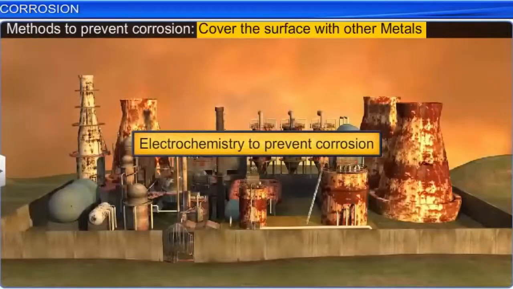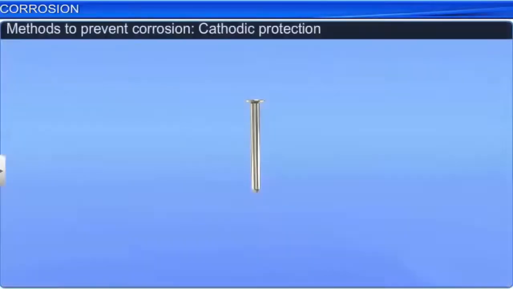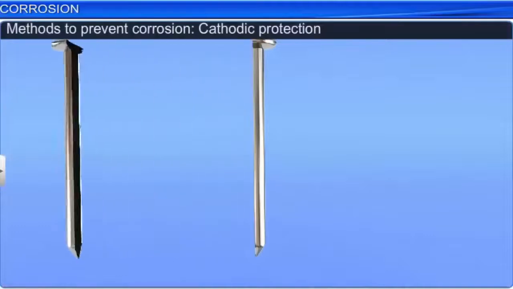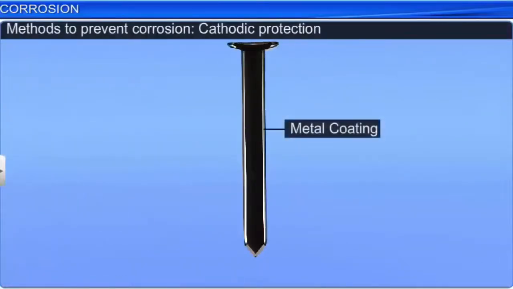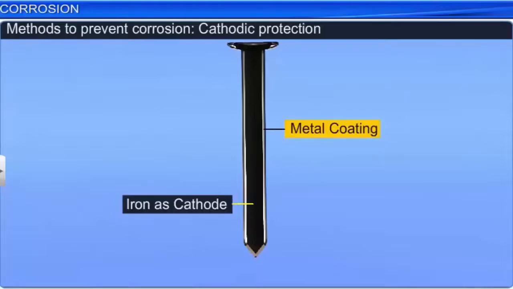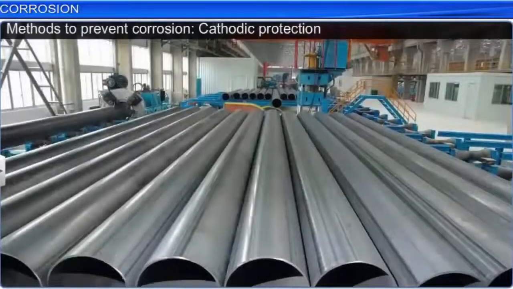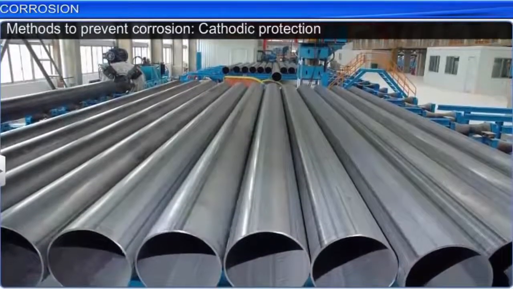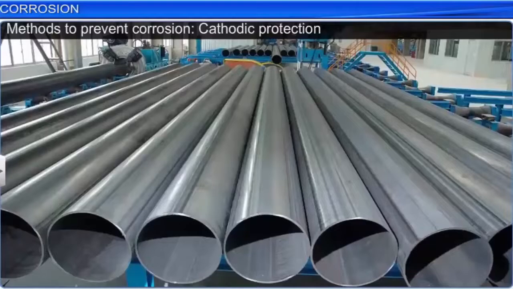We can also use electrochemistry to prevent corrosion. In cathodic protection, the metal is coated with another metal that is more easily oxidized. In cathodic protection of iron, iron becomes the cathode and the metal coating becomes the sacrificial anode. Cathodic protection can be used to protect steel pipes from corrosion.